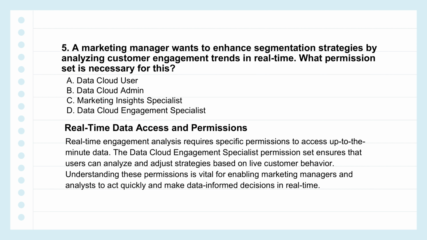All right, moving on to question 5. This one is about permissions. Who gets to see what within Data Cloud? Right. So let's say we have a marketing manager who needs to analyze real-time customer engagement trends. They want to make sure that their segmentation is really responsive. What specific permission set do they need within Data Cloud? The permission they need is Data Cloud Engagement Specialist. Data Cloud Engagement Specialist. Okay. So that specific permission unlocks the ability to work with that real-time data.